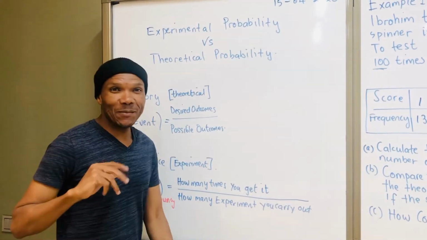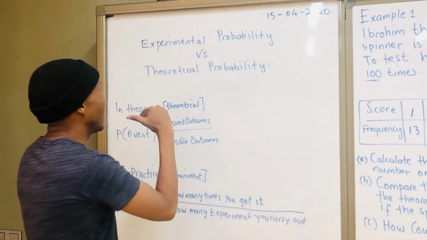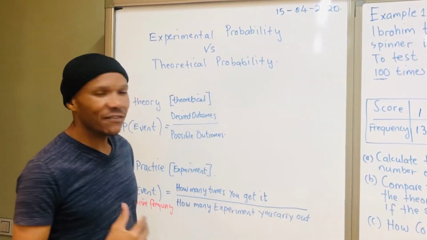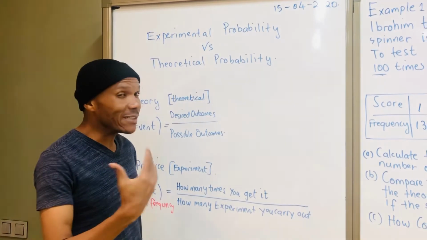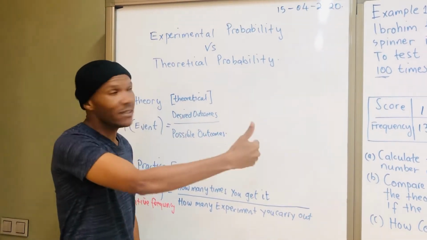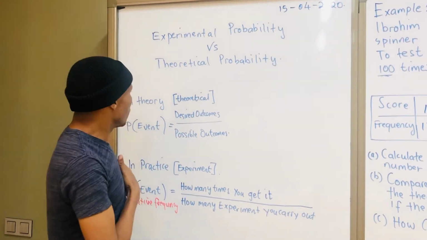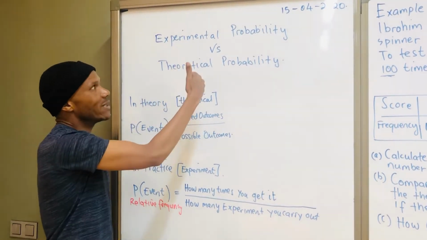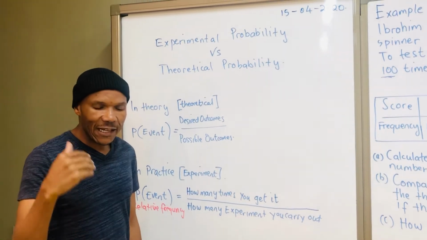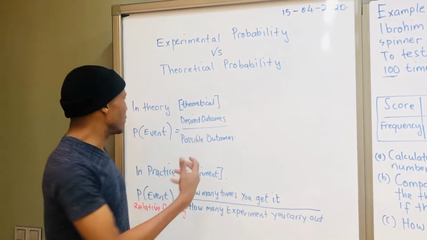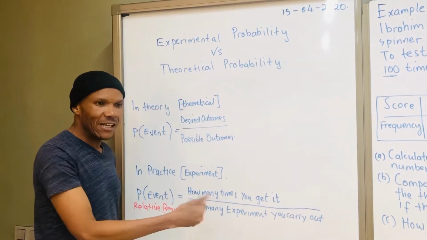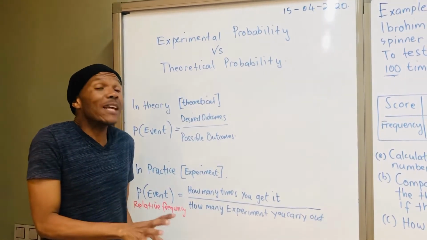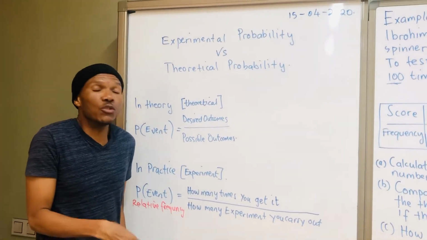All right, guys. Today I want to talk about experimental probability versus theoretical probability. It's still our probability one as it continues, okay? So, what is theoretical probability and what is experimental probability? Think of the words. Let's talk about in theory. In theory is what we know without having to do the experiment, right?